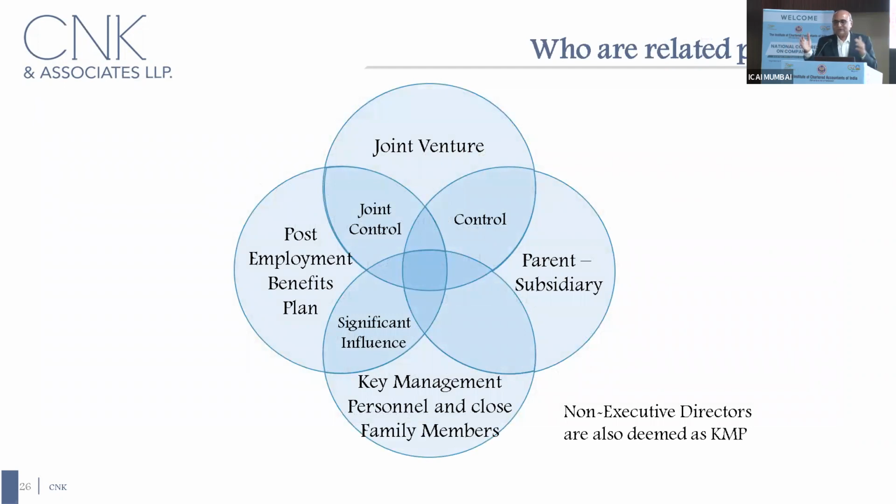So you have this whole circles which you have to see what really becomes a related party. Joint venture, joint control, control, parent subsidiary. So wherever you get into this joint control, control or significant influence between these entities, they become related parties. What finally you have to see is whether I have a joint control or whether I have just control or whether I have significant influence.